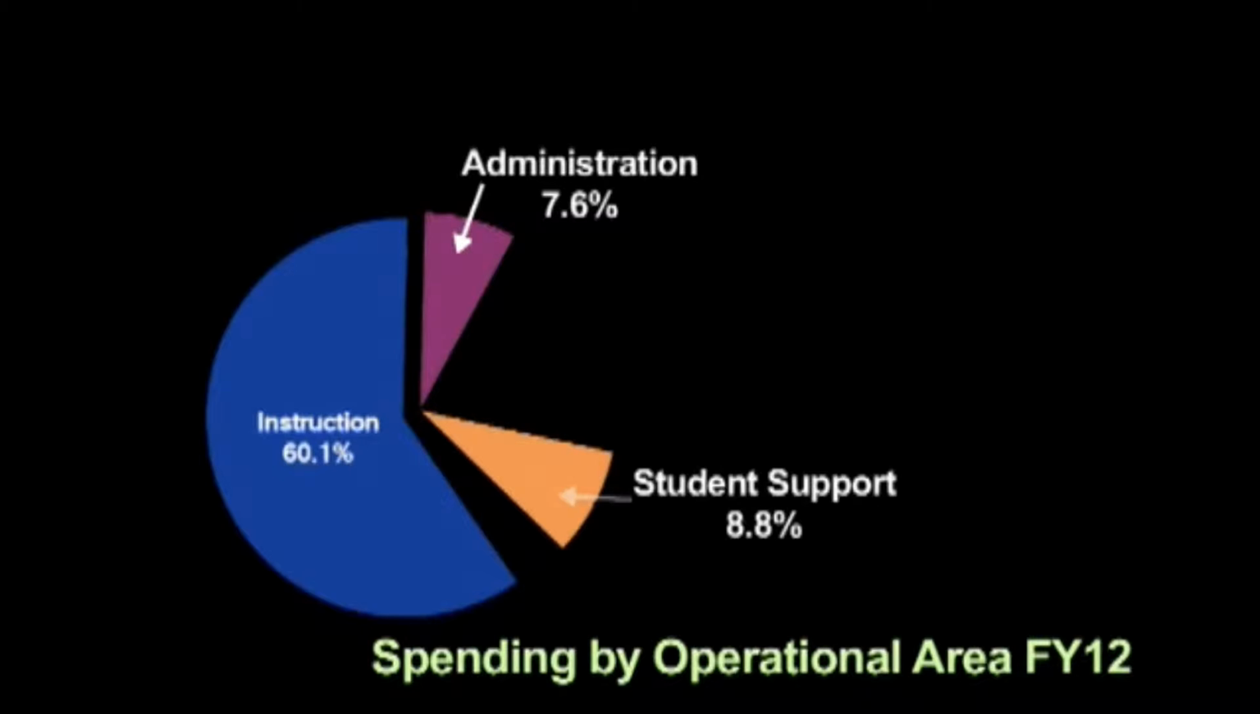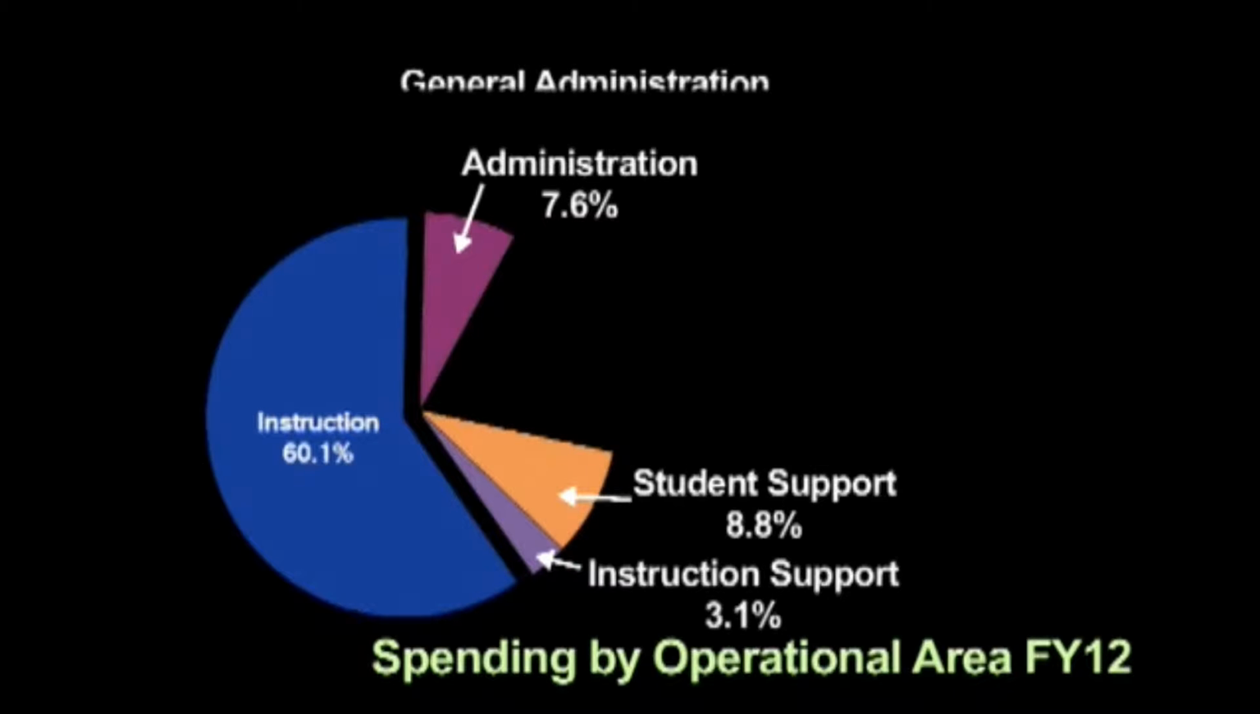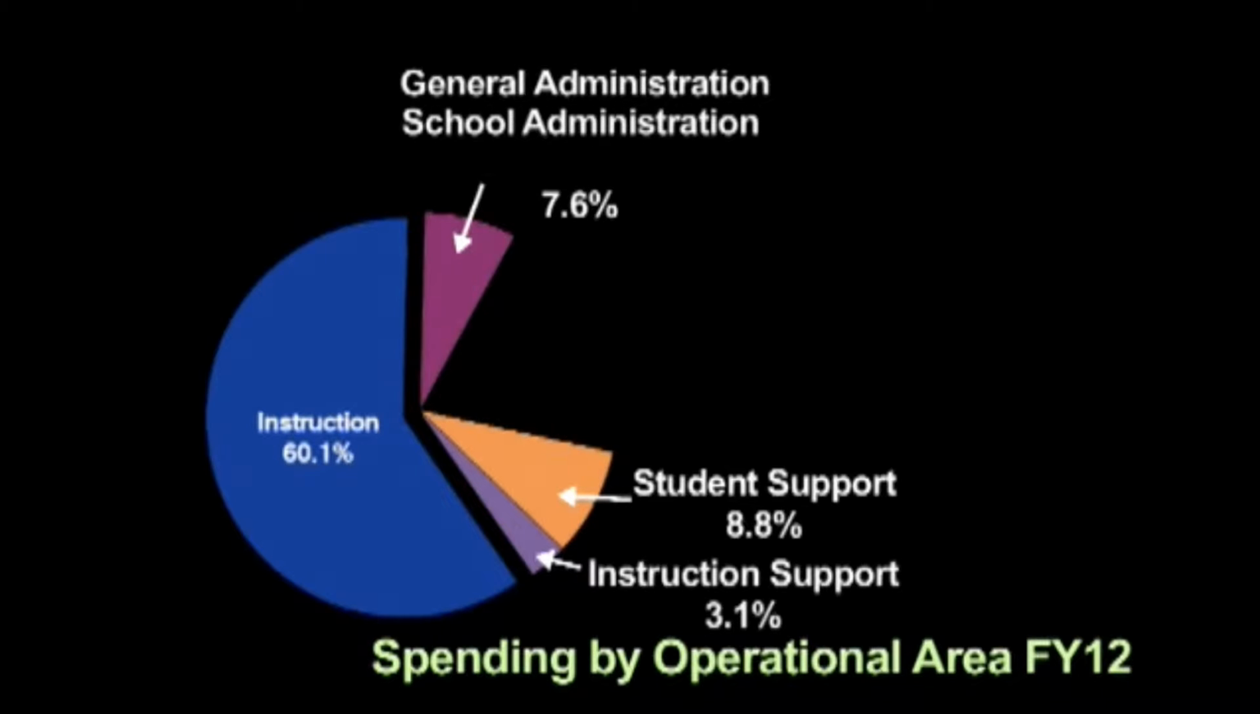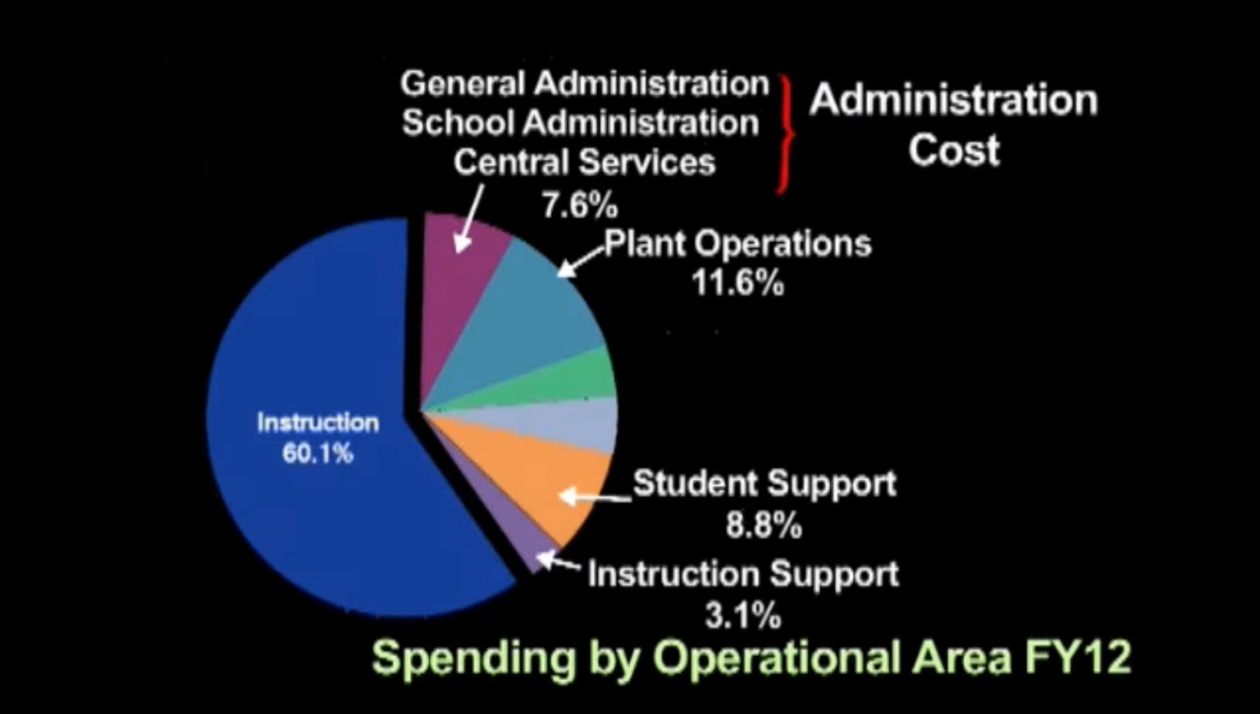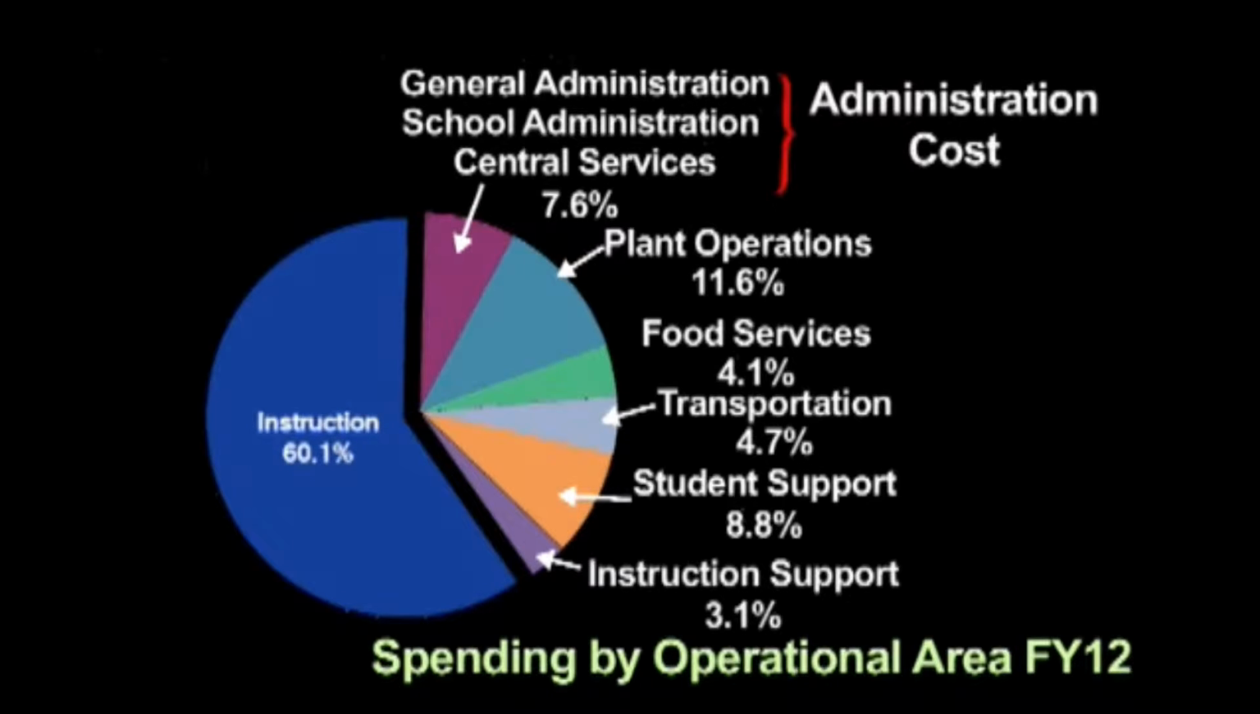The other areas are the student support, instruction support, and the next three levels: general administration, school administration, and central services. Those three areas together is what the Auditor General groups together and calls your administration costs. We also have other costs that are operations and maintenance and transportation. So to help us to get a better idea as to what's included in these different areas, we're going to cover some of those positions.